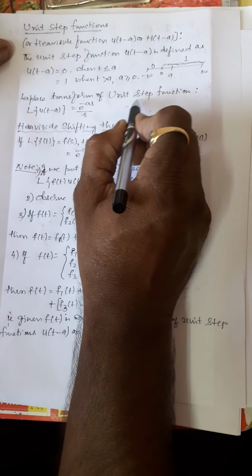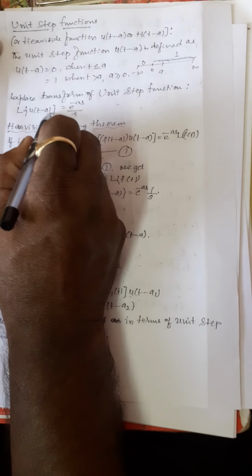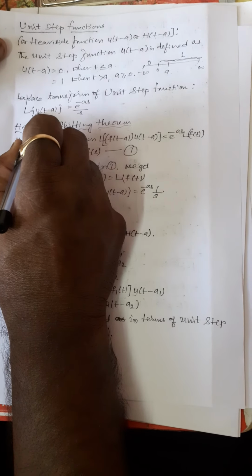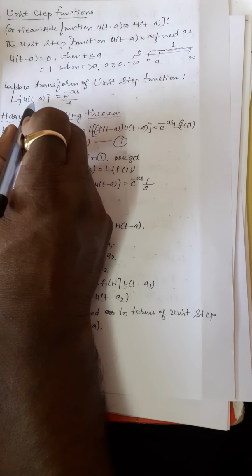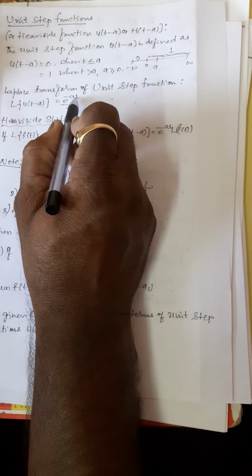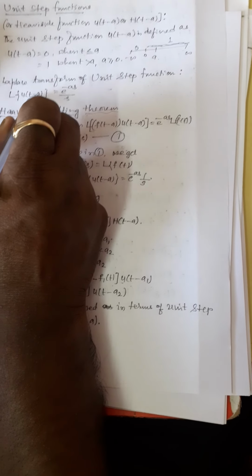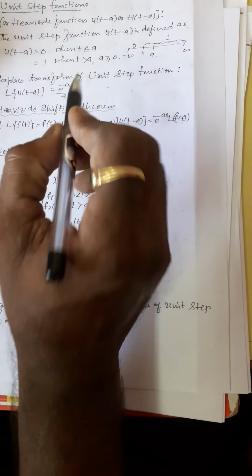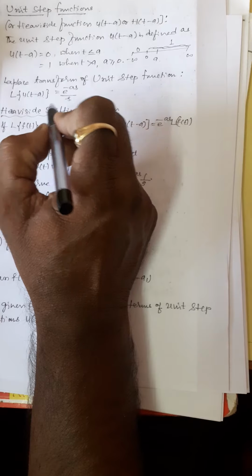Therefore, the Laplace transformation of the unit step function is L of u of t minus a. That is, the given function, whatever it may be. L of u of t minus a is equal to e to the power minus as divided by s. The a has been taken from t minus a under u. I will take some examples of this type, on how to recognize the unit step function.